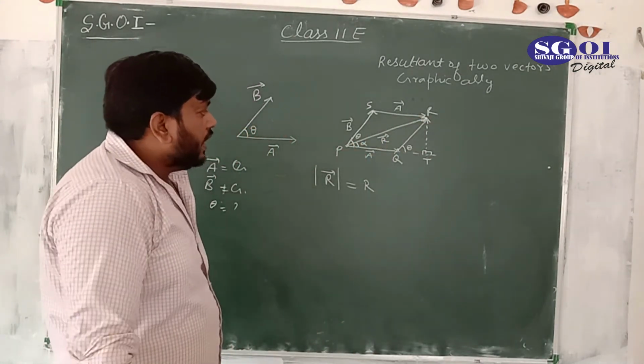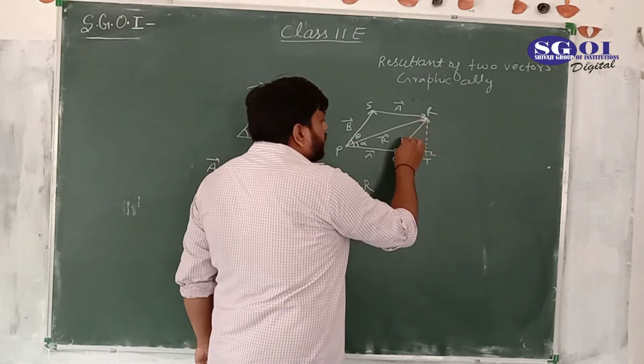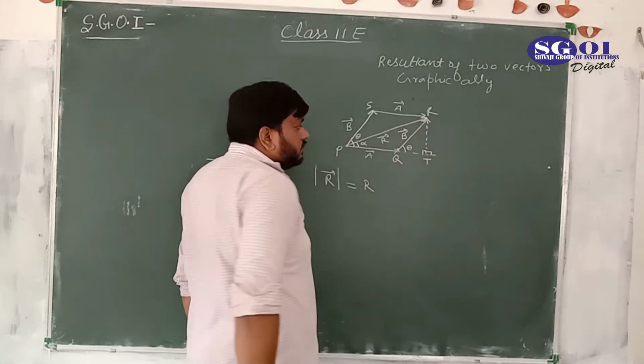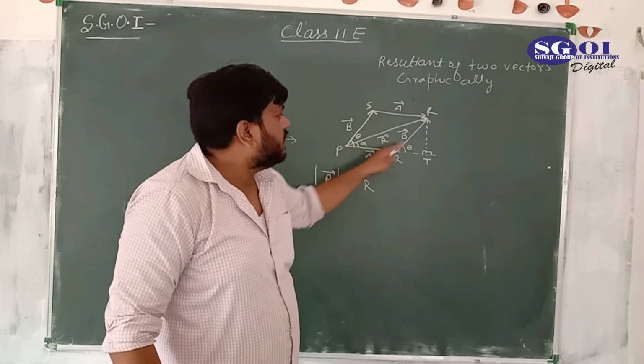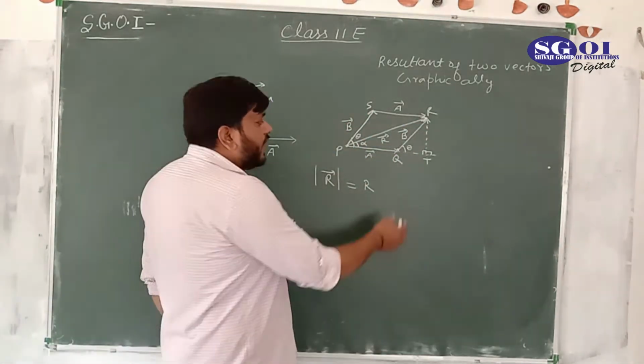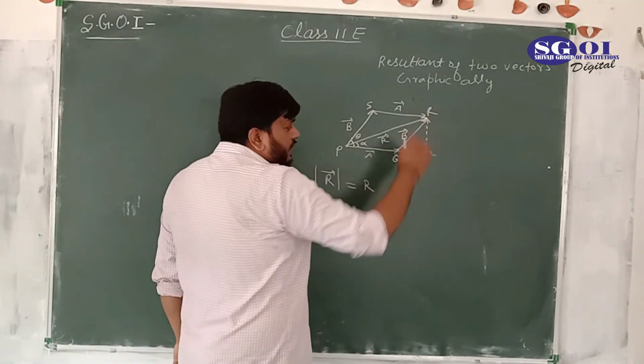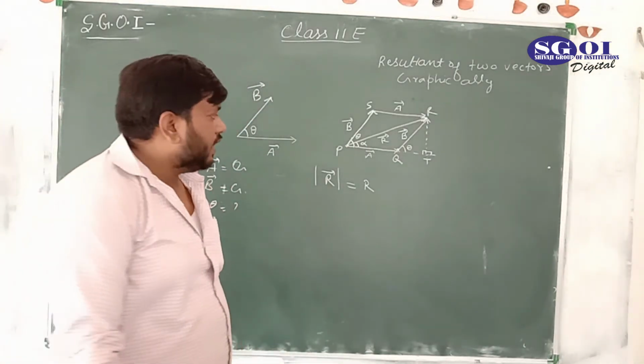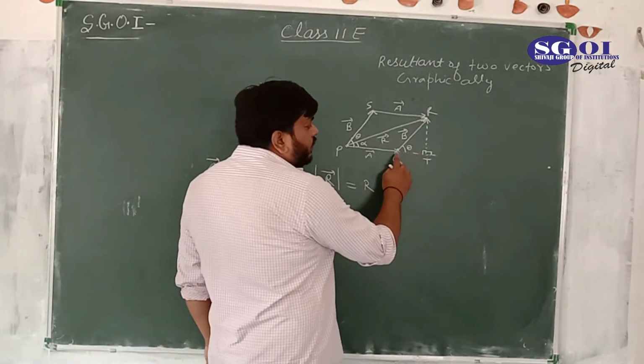Okay, and this QR is the vector B. First of all, we will find QT and RT. So what is QT? How will we find QT?